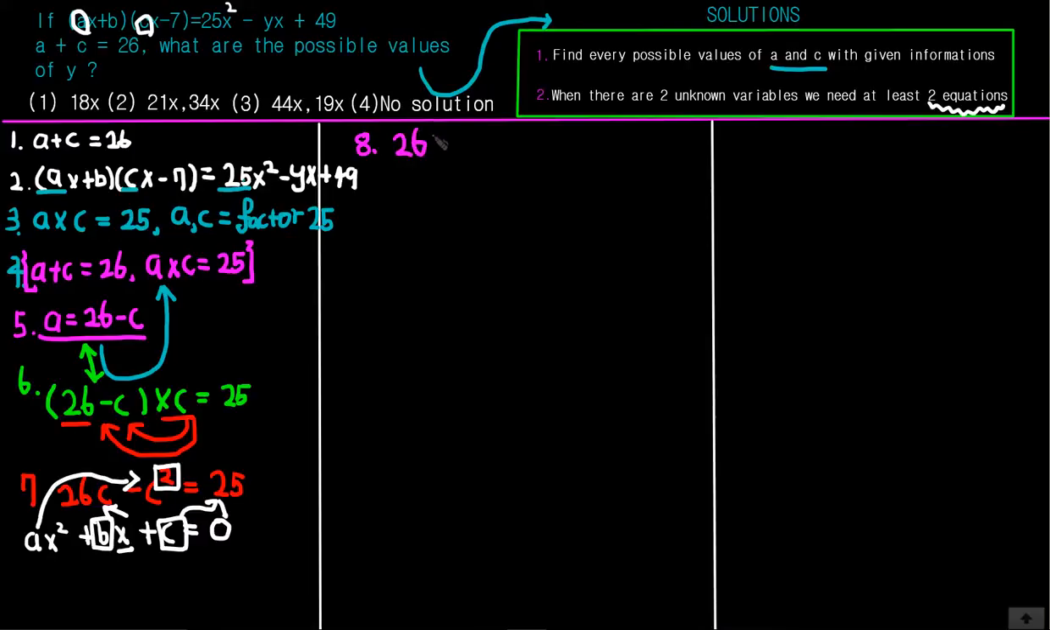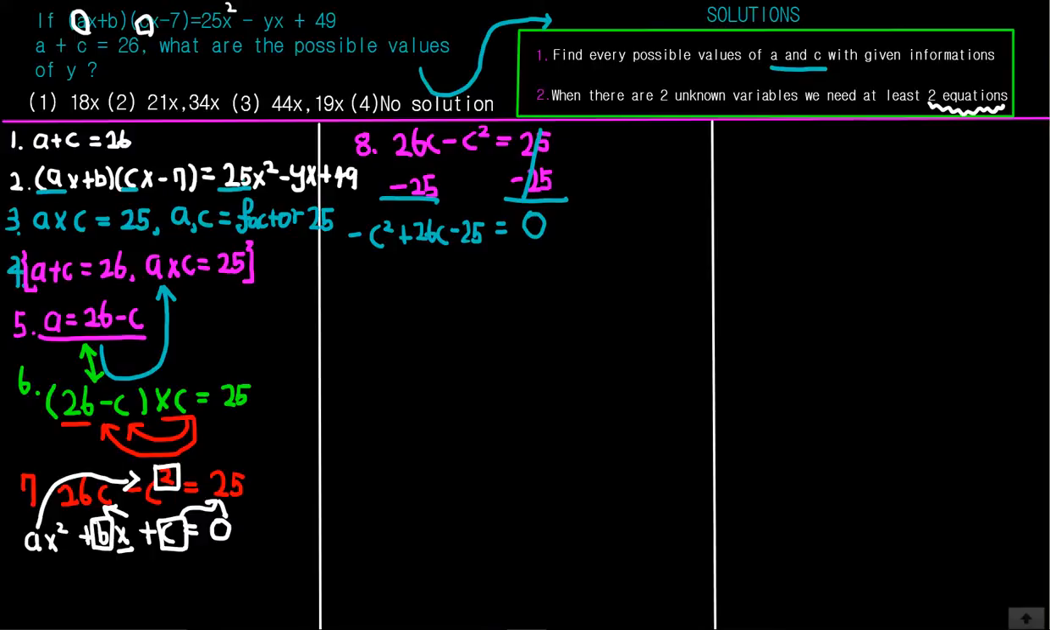It is 26c minus c squared is equal to 25. To make it into our quadratic form, all we have to do is subtract 25 from both sides to get rid of it and leave 0 on the left side. Then 25 minus 25 cancels out as 0, and the other side is negative c squared plus 26c, then minus 25.